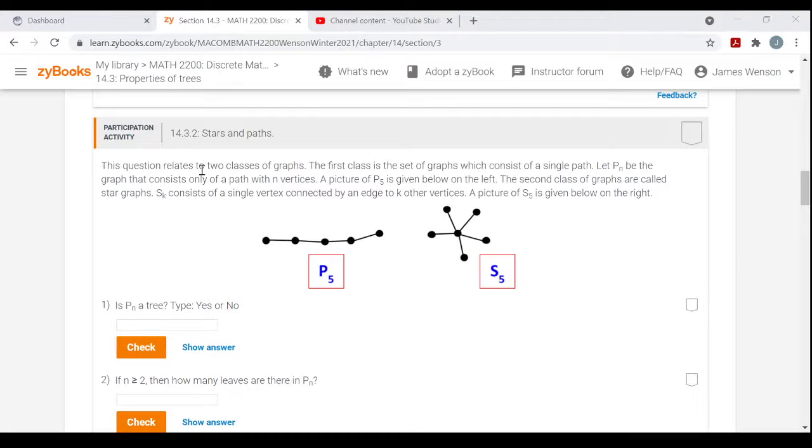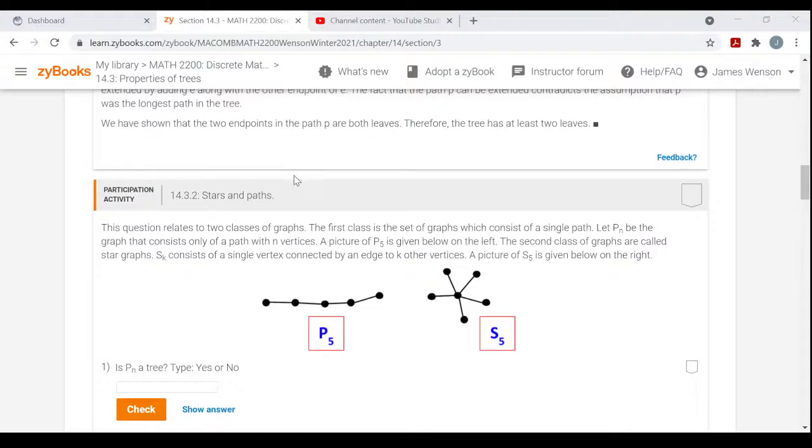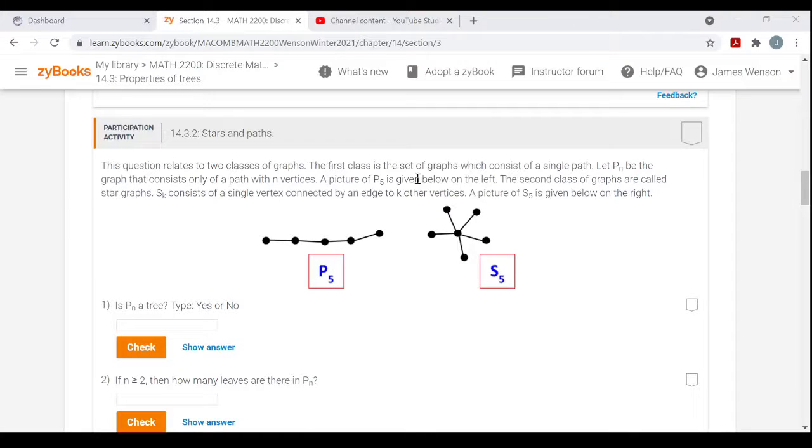So here, this question relates to 2 classes of graphs. The first class is a set of graphs which consist of a single path. So let P sub n be the graph that consists only of a path with n vertices. So here's again P5, a path with 5 vertices. The second class of graphs are called star graphs. Now S sub k consists of a single vertex connected by an edge to k other vertices, so it'll have k plus 1 vertices, like S5 here has 6 vertices. A picture of S5 is given below.